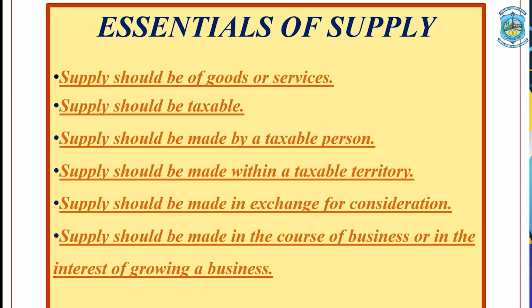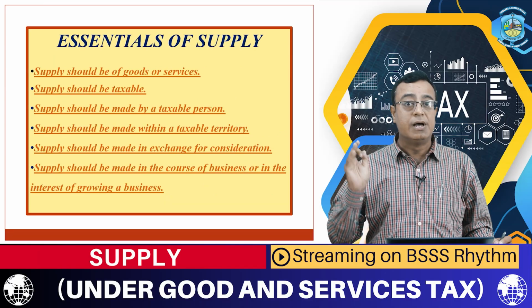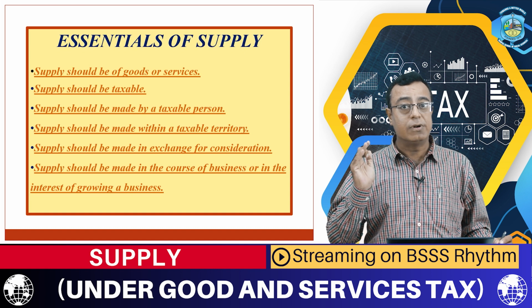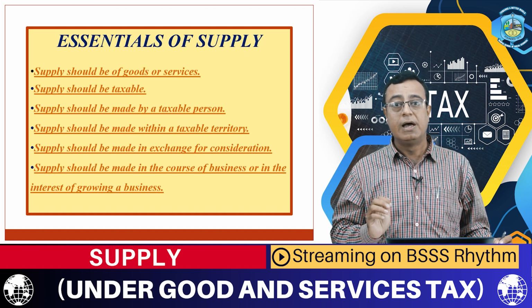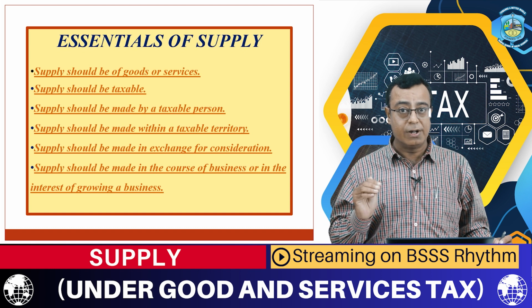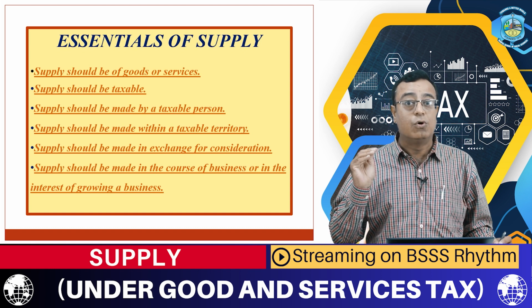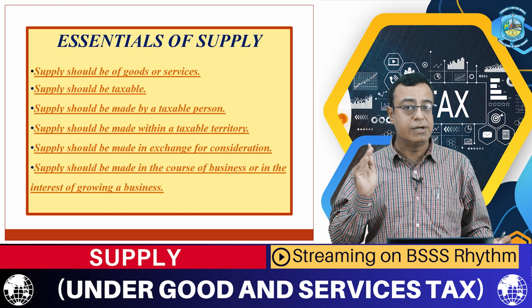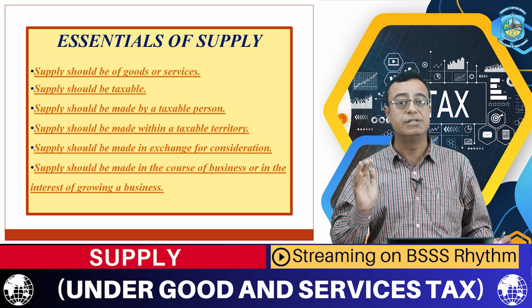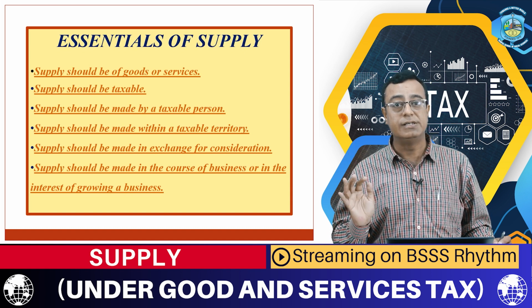Next, supply should be made by a taxable person means supplier of goods or services should be a registered dealer under GST Act, means a supply made by a particular person who is not registered is not a supply. For example, an agriculturist, a farmer, a cultivator growing crops, selling crops is not under GST, not under supply, because agriculturist is not a registered person under GST.